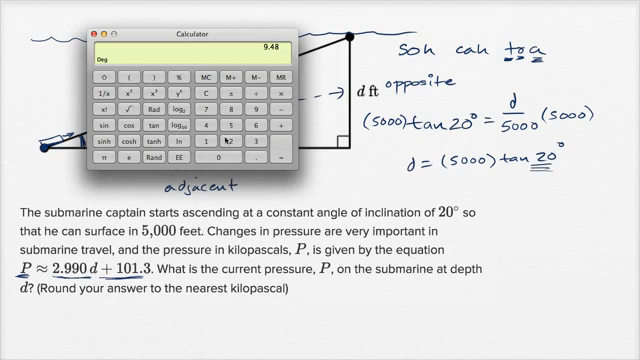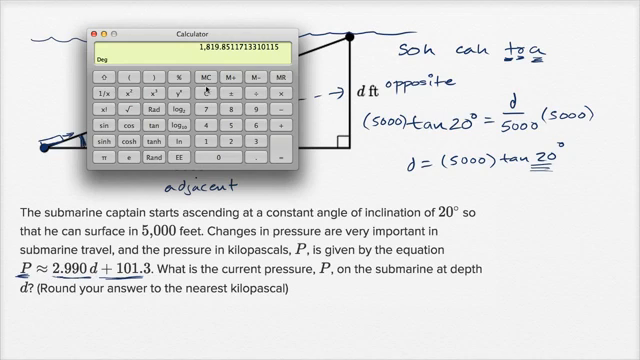So I could take 20 degrees and take the tangent of it, that's this right over here, and then multiply it times 5,000. So times 5,000 is going to be equal to this. So that's my depth, 1,819.8511, it keeps going, feet. And now I can substitute into this formula.